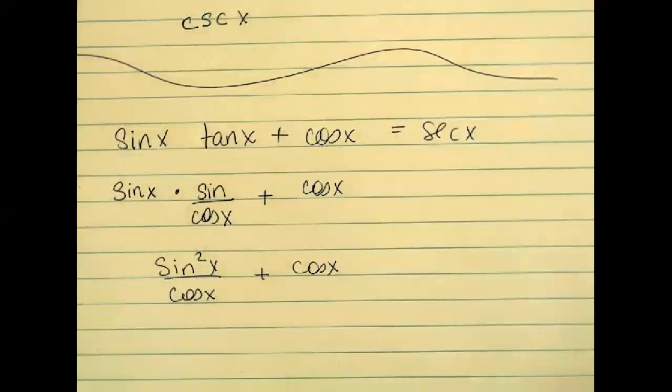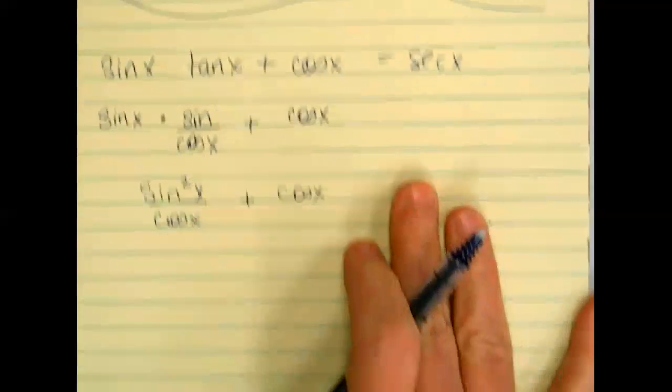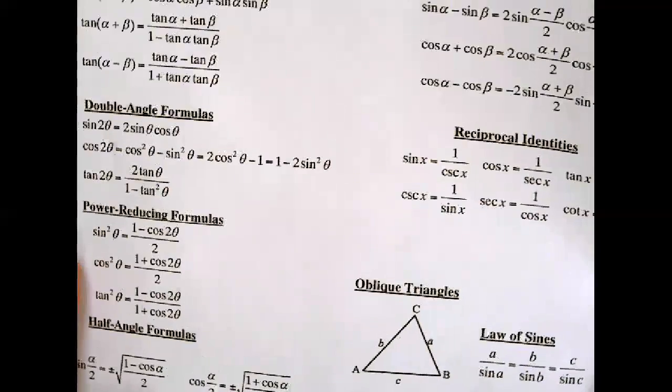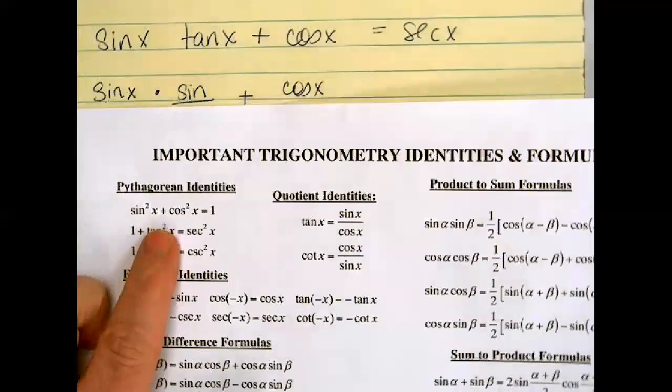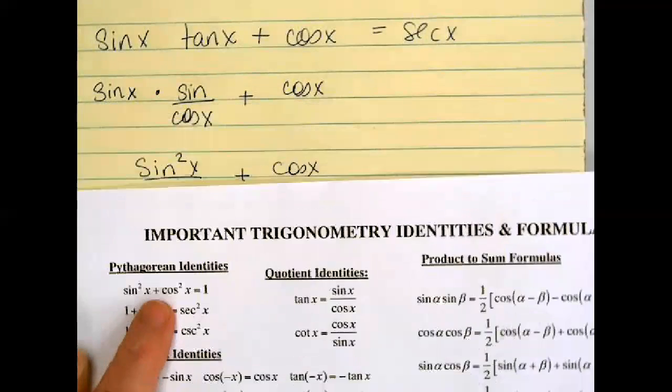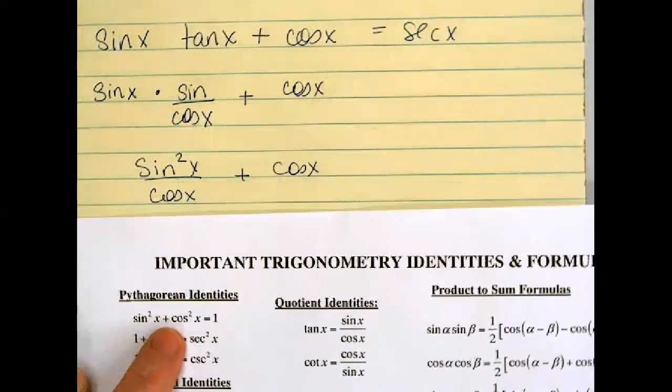Well, I've been doing this for a long time, and I kind of see this, and I kind of go over here to these Pythagorean identities, and I think, you know, it's kind of close to that. It's not exactly, but it's getting kind of close to that.